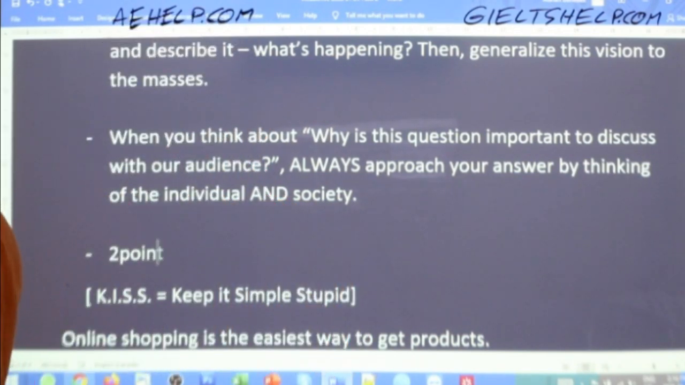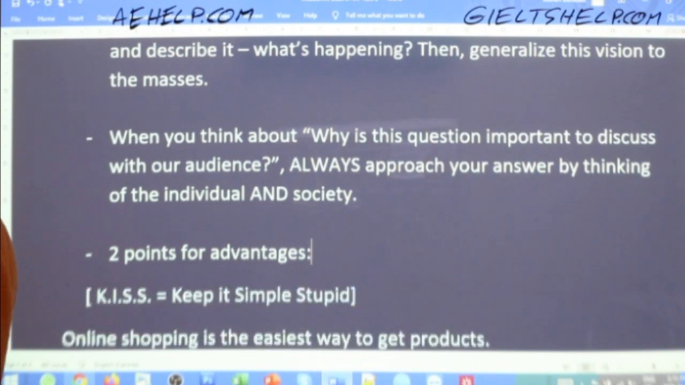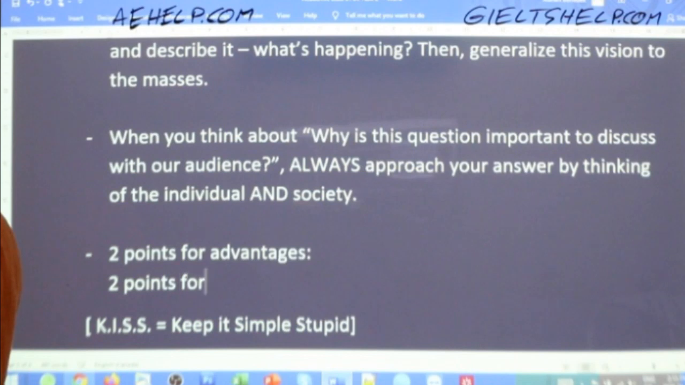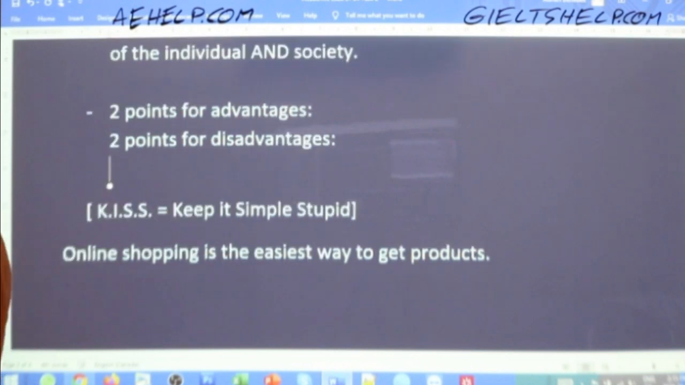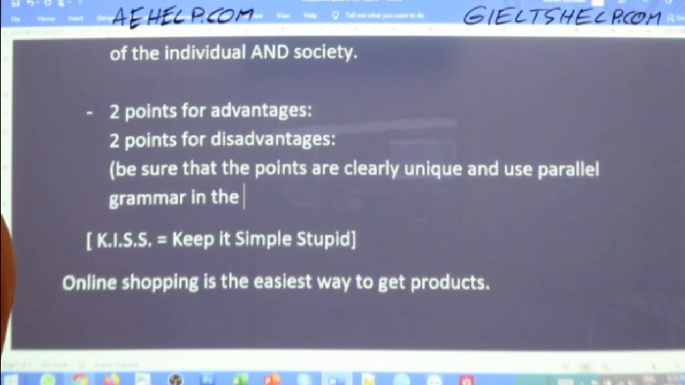So 2 points for advantages and 2 points for disadvantages. Okay. Now, when you're thinking about these points, make sure that your points are distinctly unique. Okay. And use parallel grammar in the thesis.